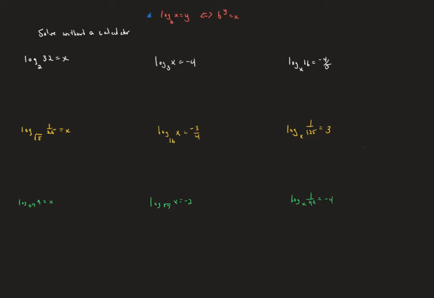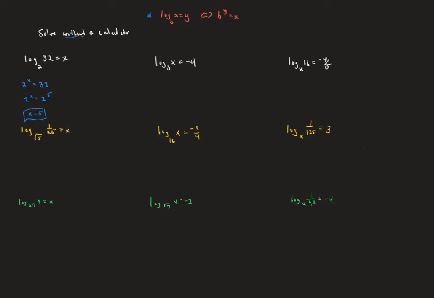So we read this as the logarithm base 2 of 32 equals x. We convert it to the corresponding exponential: 2 to the x is equal to 32. Now, because we're going to do this without a calculator, we must be able to write both sides of the equal sign as exponents with the same base. So if you count, 2 times 2 is 4, times 2 is 8, times 2 is 16, times 2 is 32. We have 2 to the x is equal to 2 to the 5th. Therefore, x must be 5.